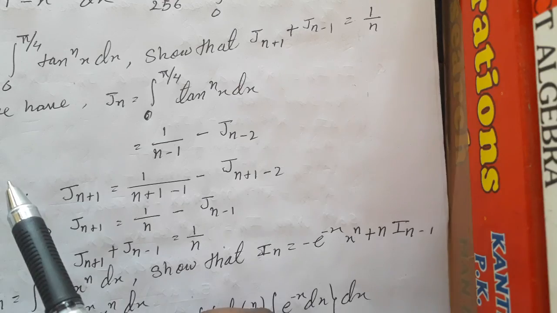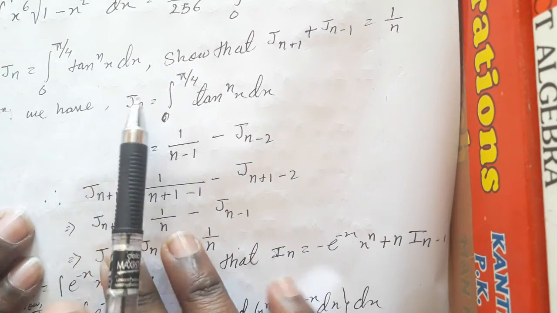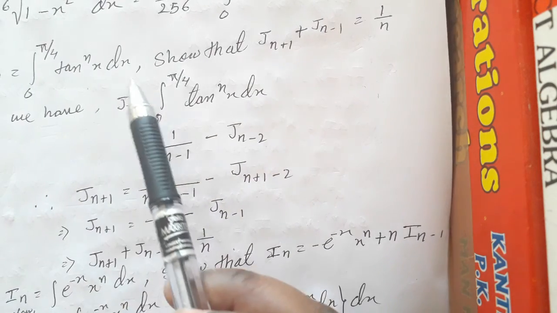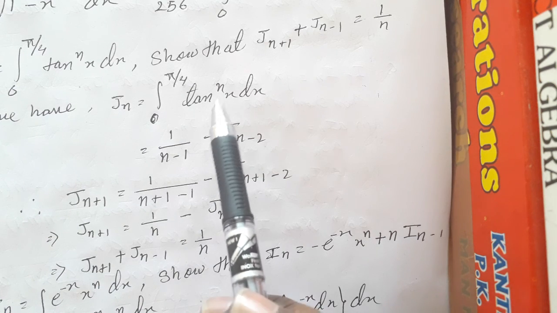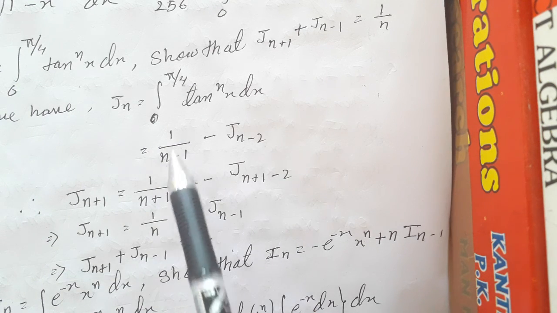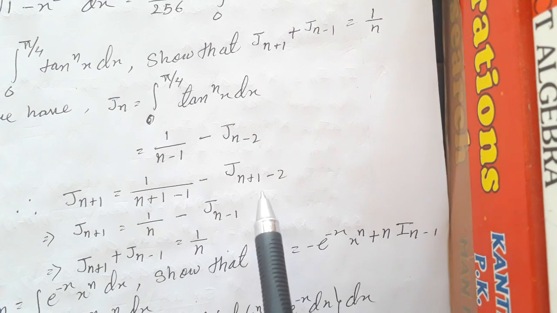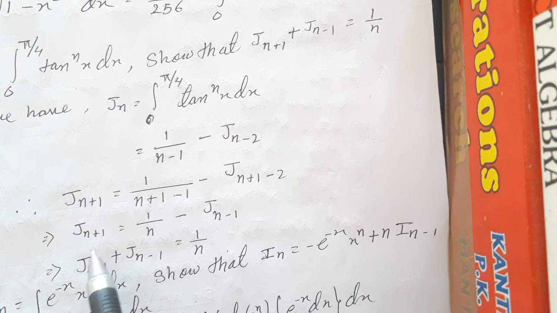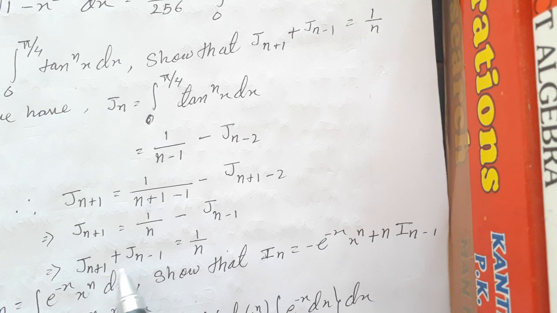Suppose you have this question. This is your question here. I'm denoting this as J_n equal to the integral from 0 to π/4 of tan^n x dx. Show that this. So we know J_n is equal to this. Now in place of n, let us replace with n plus 1. So here also replace with n plus 1. So we get J_(n+1) equal to 1/n minus J_(n-1). Bring this one to this side, we get plus. So J_(n+1) plus J_(n-1) is equal to 1/n.